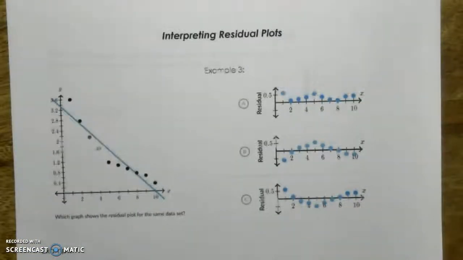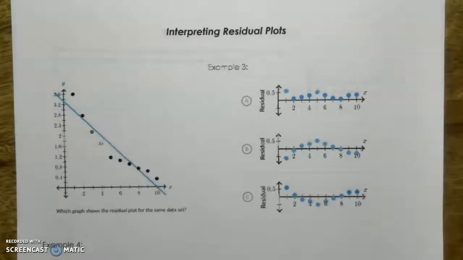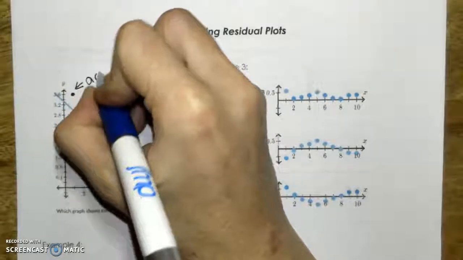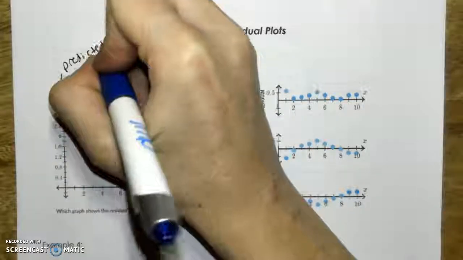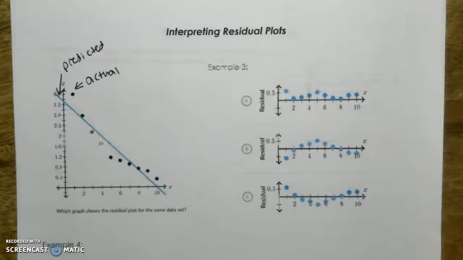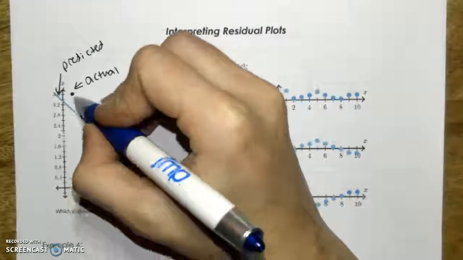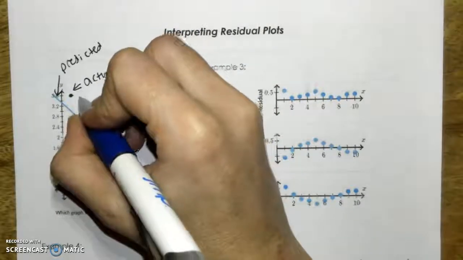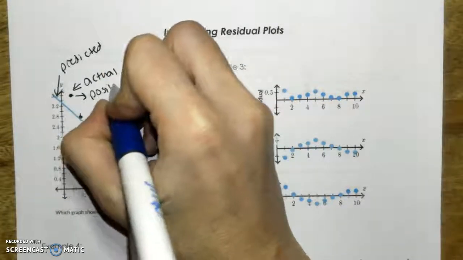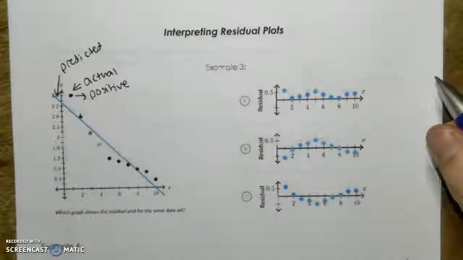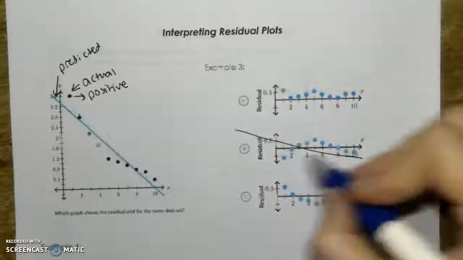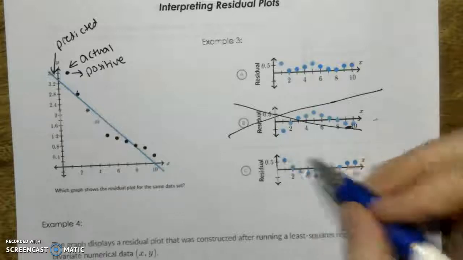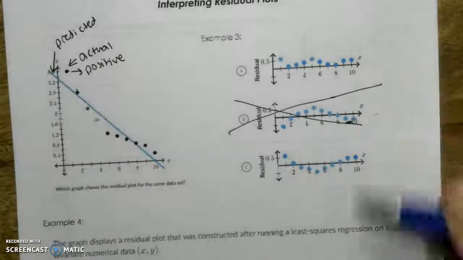All right, so interpreting residual plots. Which graph shows the residual plot for the same set of data? So remember, my dots are my actual, and my line is my predicted. So I can figure out if my residuals are going to be positive or negative based on that, right? At first I have these two. They're on the top of the line, so I know that they're going to be positive. My actual minus my predicted will give me a positive number. So are my first two dots positive here? They are. Are they positive here? No, they are not. So I'm going to eliminate B. Are they positive here? They are. All right, so I'm down to A and C.